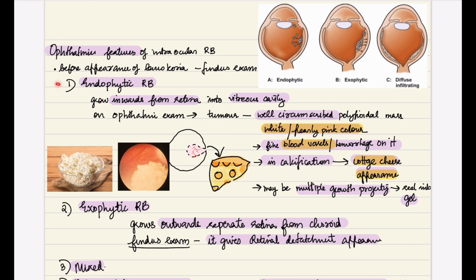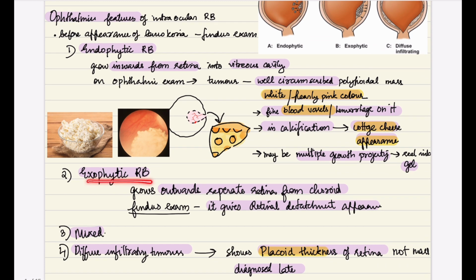Ophthalmic signs are of 3 types: endophytic, exophytic and diffuse infiltrating tumors. In endophytic retinoblastoma, the tumor grows inwards from the retina into the vitreous cavity. Under examination, we can find a well circumscribed polypoidal mass which is white or pearly pink in color. It will have fine blood vessels or hemorrhage on it. On calcification, it gives a cottage cheese appearance. It may be multiple growths projecting like seeds into the gel.